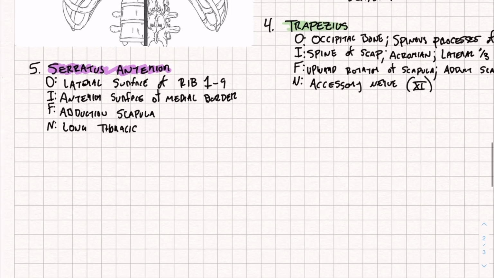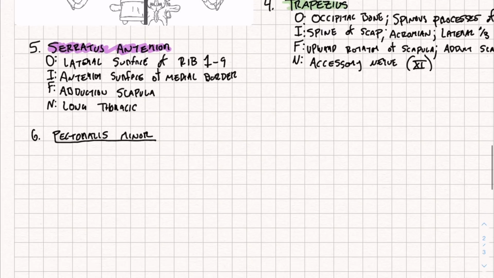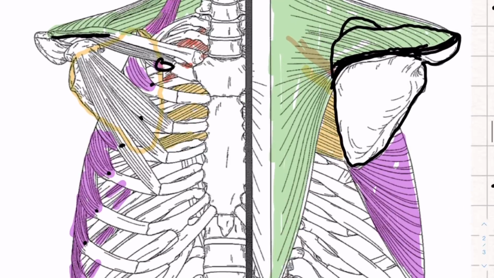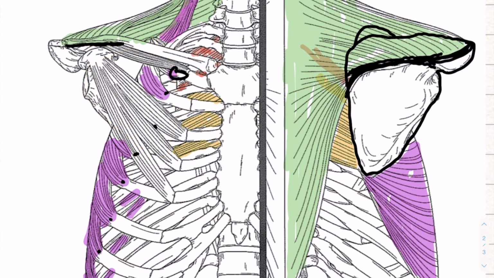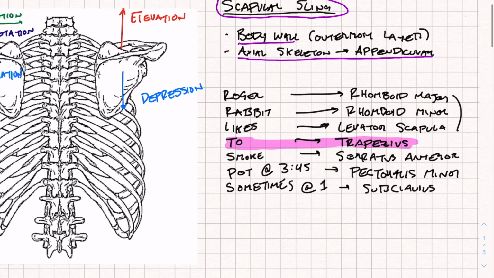Okay, now let's go to the sixth muscle we have, called the pectoralis minor. Okay, pectoralis minor: origin, insertion, function, nerve. Okay, we look at this picture. The pec minor is this one that has these three little origins here. And that's when we were talking about the mnemonic.